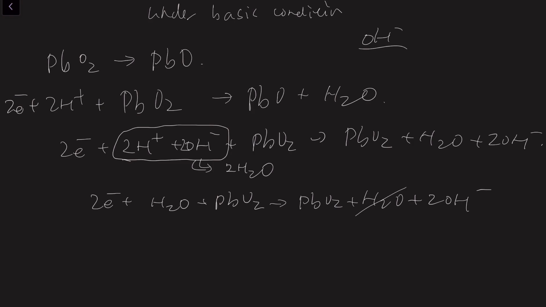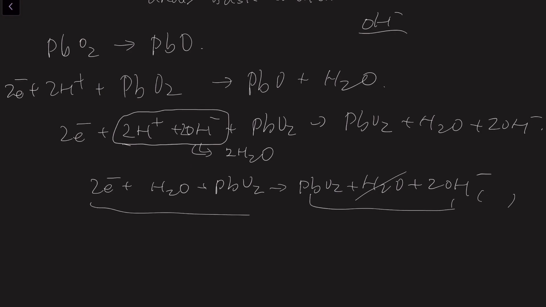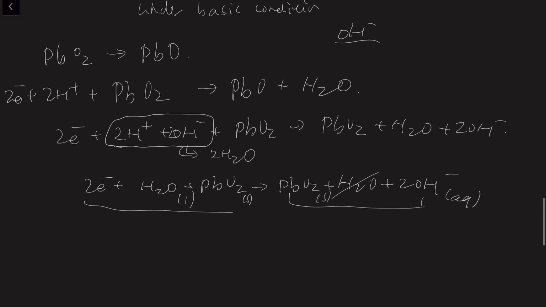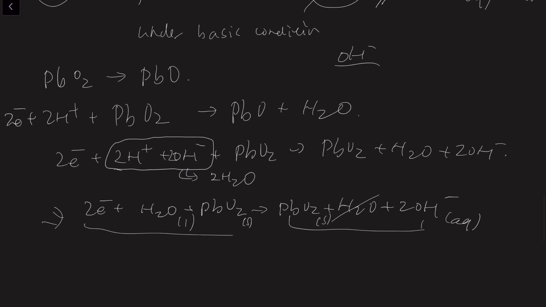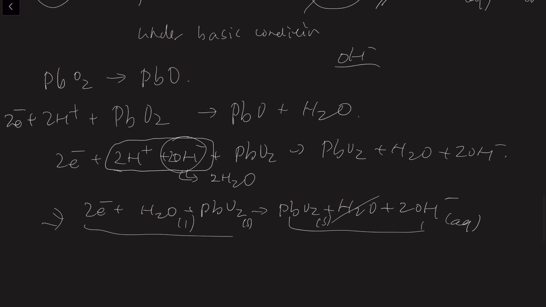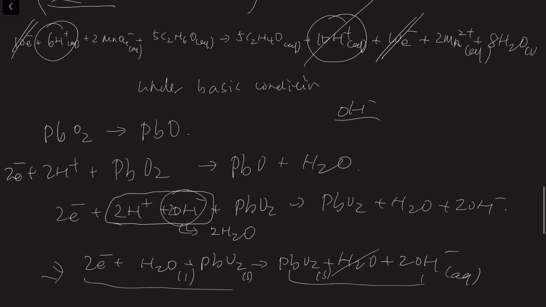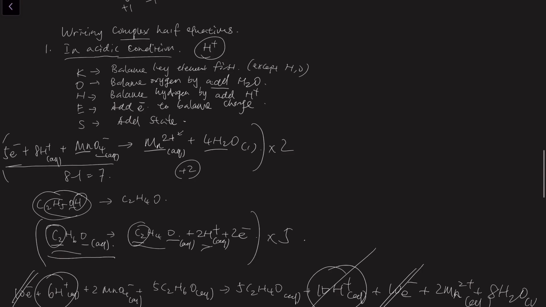So the left hand side, the charge is -2. Right hand side charge also -2. So now we add the state. And it is now a balanced half equation. And in fact, this is the reduction half equation. So the only difference here is that you are adding OH minus to combine with H plus ion to form water. The rest should be exactly the same as under acidic condition.